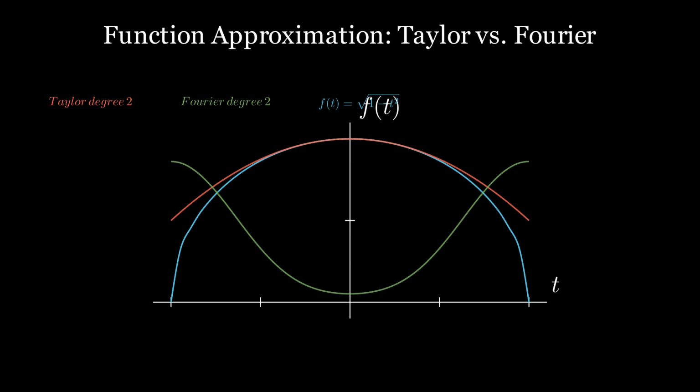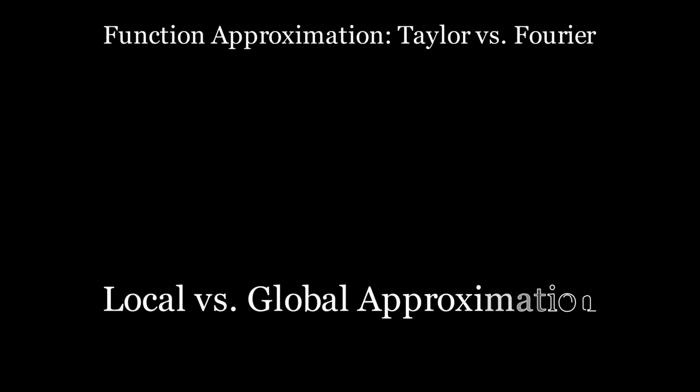the entire period. Taylor approximation provides a local fit near a specific point, matching the function and its derivatives at that location. In contrast, the Fourier approximation seeks a global fit, minimizing the overall difference across the entire period.